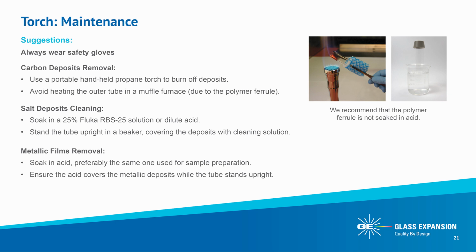For salt deposits, soak the torch in a 25% solution of Fluca or dilute acid. Stand the tube upright in a beaker and cover the salt deposit with the solution. For metallic films, soak the tube in acid, preferably the same acid used for your samples, again standing it upright in a beaker. Lastly, don't soak the polymer ferrule in acid, as it can be damaged. Proper maintenance is essential for keeping your D-torch working well and extending its lifespan.